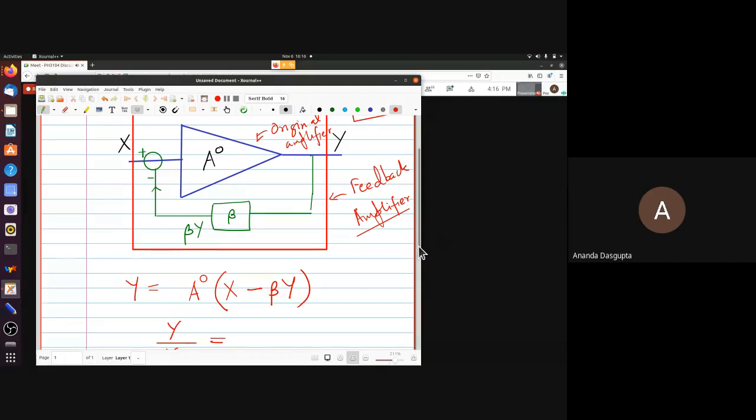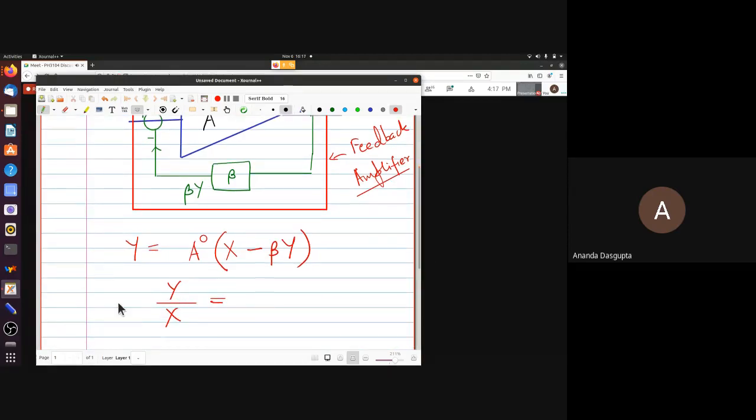But what is the overall circuit's gain? The gain of the overall circuit is, of course, its output, which is Y, divided by its input, which is X. And what is that going to come out to be if you just rewrote this a bit? You would immediately get this, right? Just move the beta A0Y from here to the other side and then divide by it. And this is it. That's your gain. Okay?